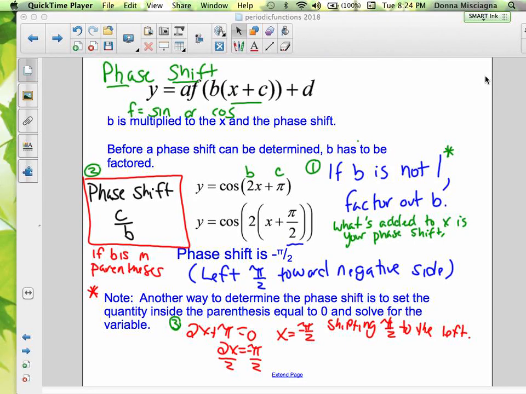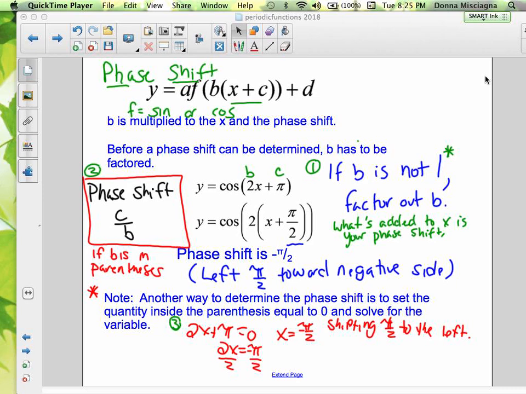Welcome to phase shifts and vertical shifts. So in the last podcast, we saw how to transform the graphs by changing the amplitude and stretching our graph or shrinking our graph vertically, changing the period to shrink and stretch our graph horizontally. Now we're going to learn how to translate our graph, right? So a phase shift is just a horizontal translation.